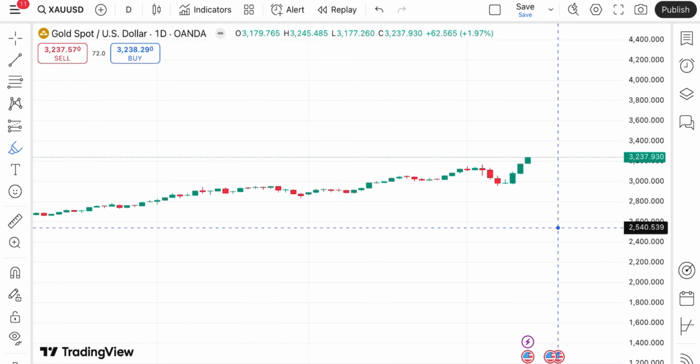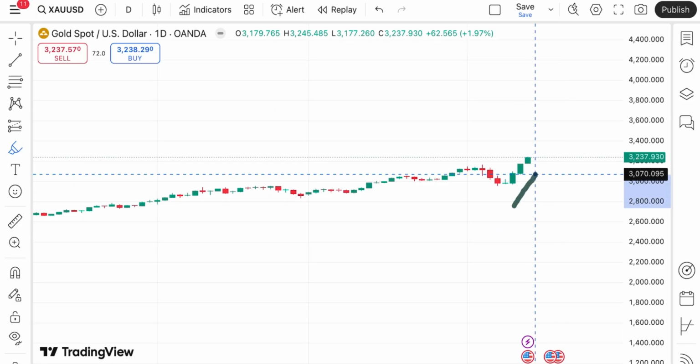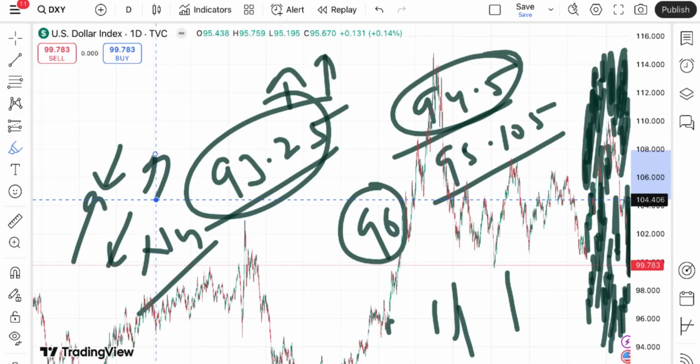There is a continuous upside. Now the price is moving towards a level of $37.980, and if the price moves over this level, we can see a further high. Let's see how the dollar index is moving.